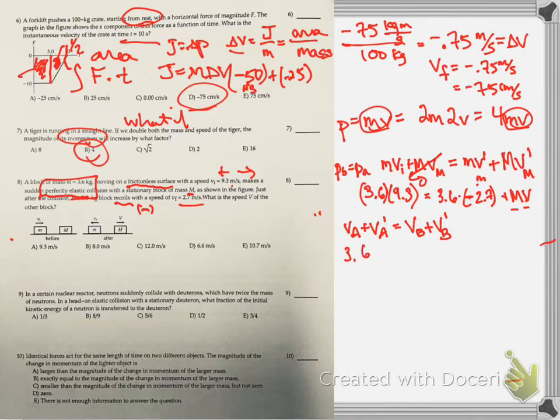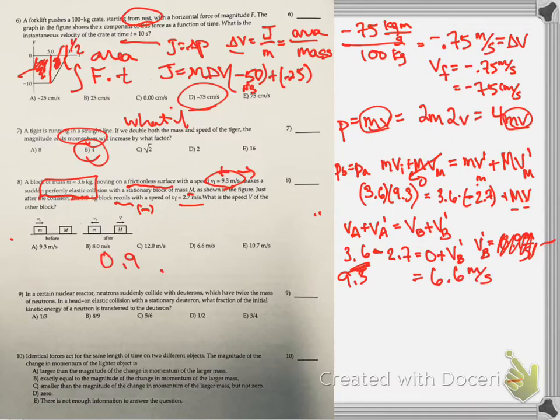So 3.6 minus 2.7 equals 0 plus vB prime. So I think we're already done here. vB prime, which is v of the big mass, equals 0.9 meters per second. And I just checked my key and realized I made a mistake. This is not 3.6, it's 9.3. That was the mass. So 9.3 minus 2.7 is 6.6 meters per second. Yeah, 0.9 was not an answer here, so I don't think that's going to work. So there's your answer. You didn't even have to do this initial stuff.